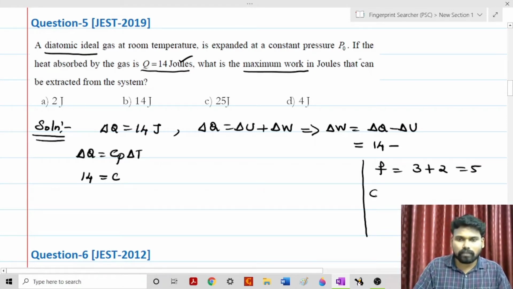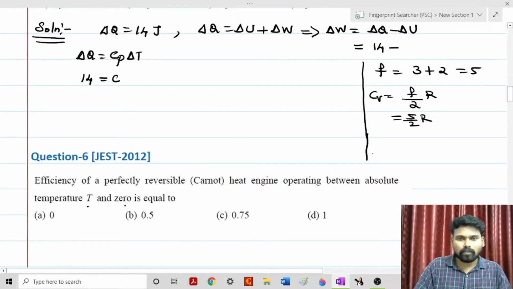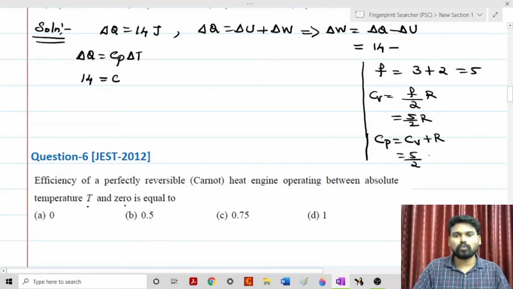How can you find Cv? Generally Cv can be found using this formula, degree of freedom by 2 into R. So it is 5 by 2 R. Okay, now we have Cv. How can you find Cp? Cp is Cv plus R. It is Mayer's relation. So it is 5 by 2 R plus R. So what is this value? 7 by 2 R.